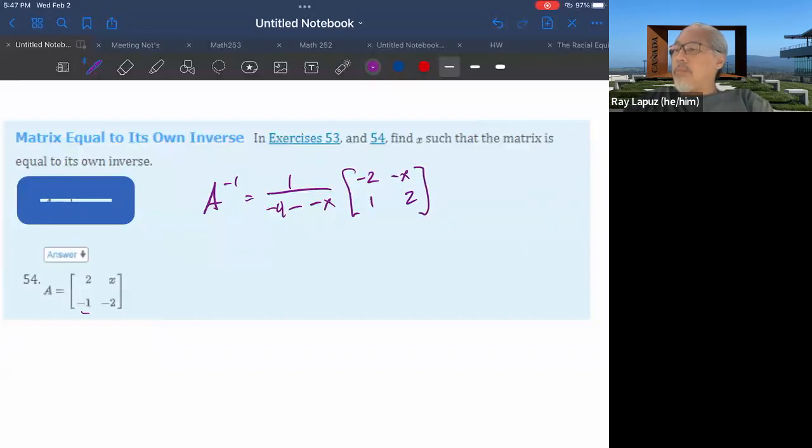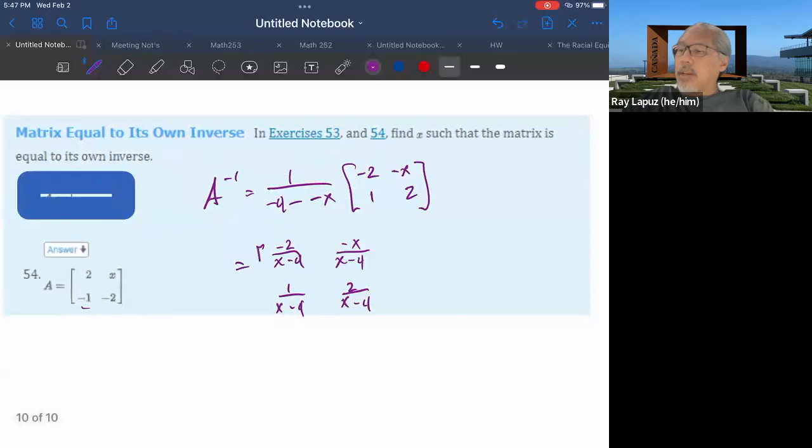All right, we can kind of work this out as +x minus 4. And so we'll have a -2 divided by x minus 4, -x divided by x minus 4, +1 divided by x minus 4, and 2 divided by x minus 4. And just by inspection, we can kind of see that we want x minus 4 to be equal to -1 to match this up. And then we'll find out what x is.